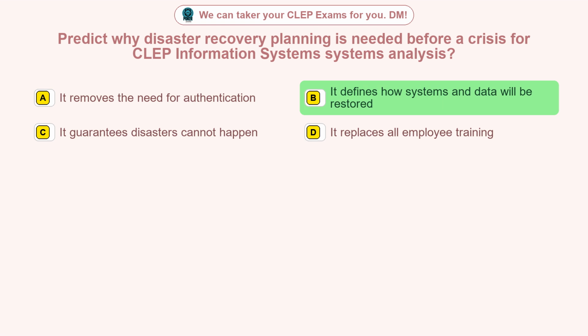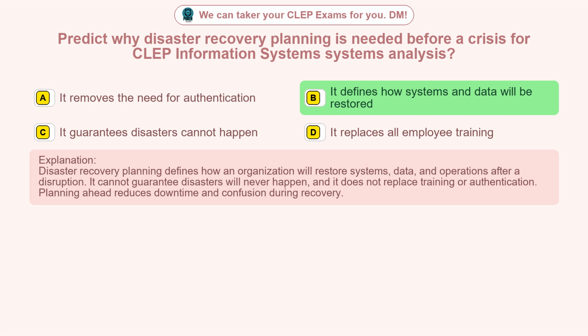The correct answer is option B. It defines how systems and data will be restored. Disaster recovery planning defines how an organization will restore systems, data, and operations after a disruption. It cannot guarantee disasters will never happen, and it does not replace training or authentication. Planning ahead reduces downtime and confusion during recovery.